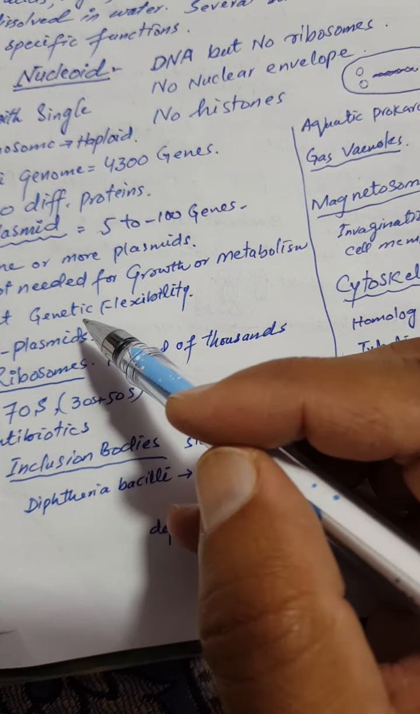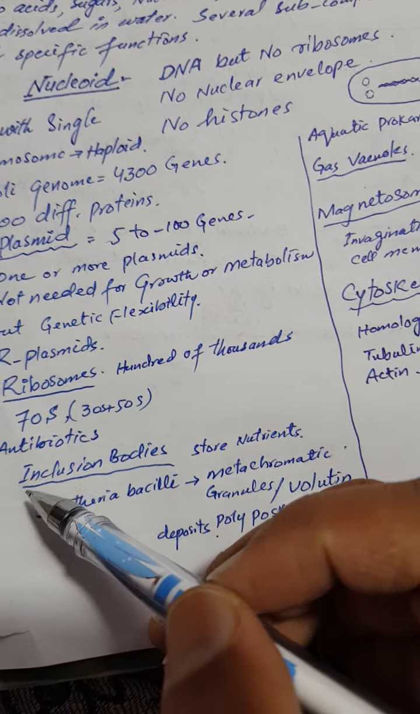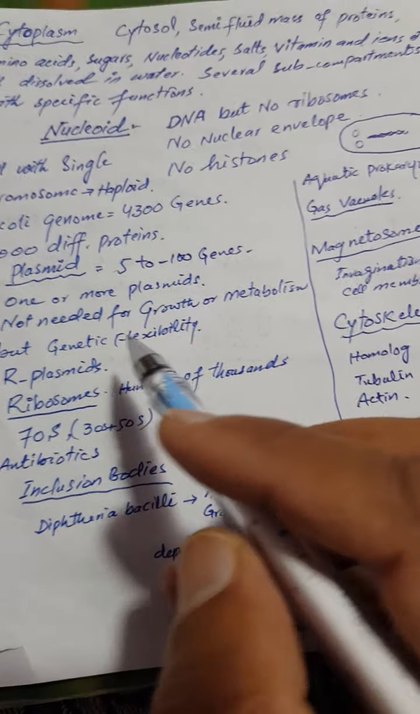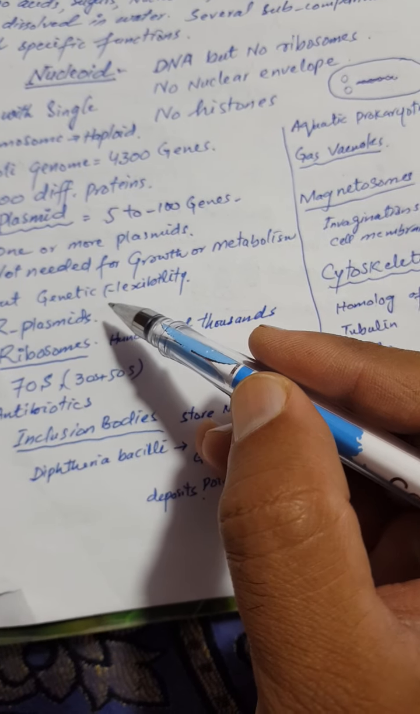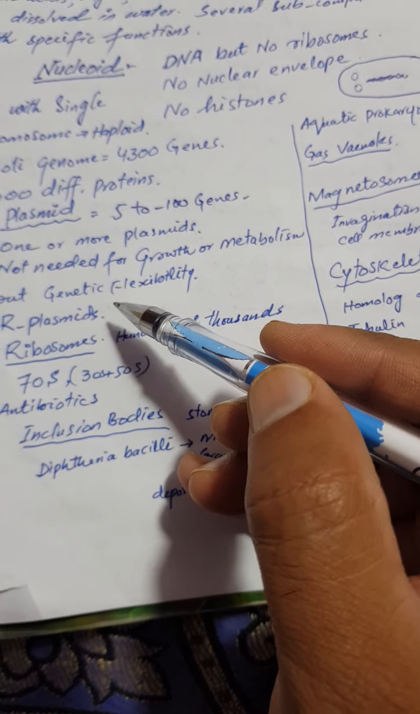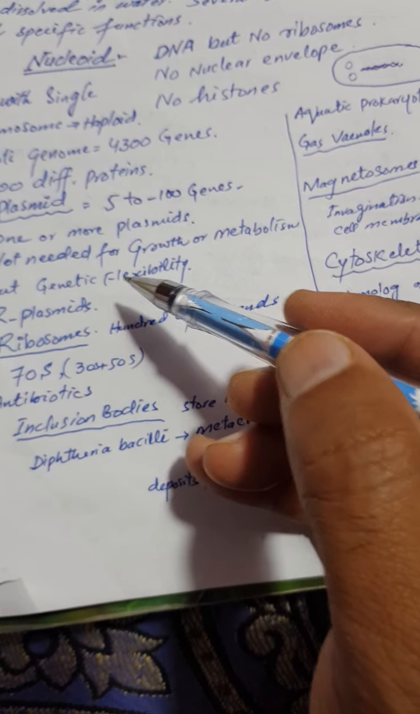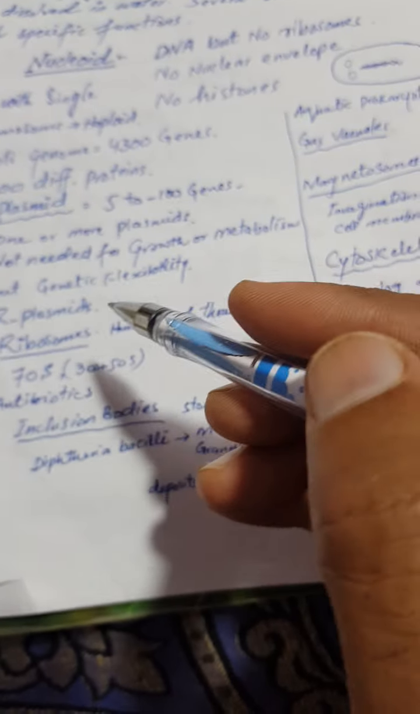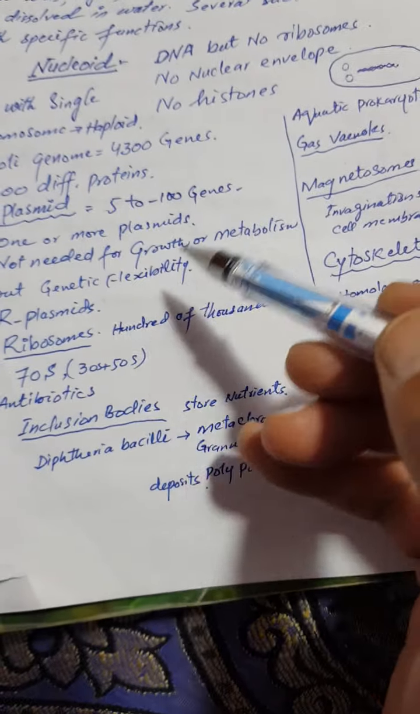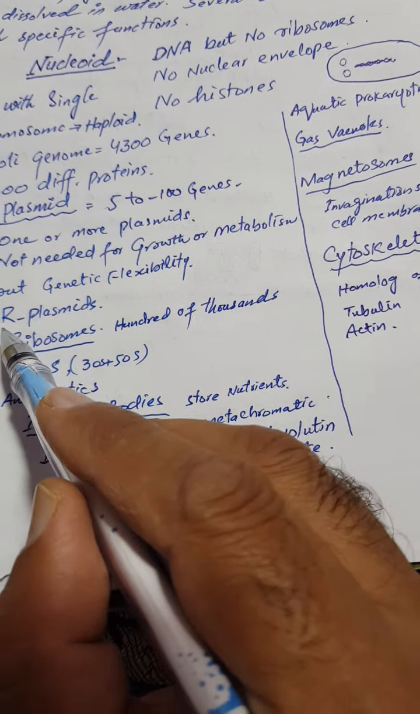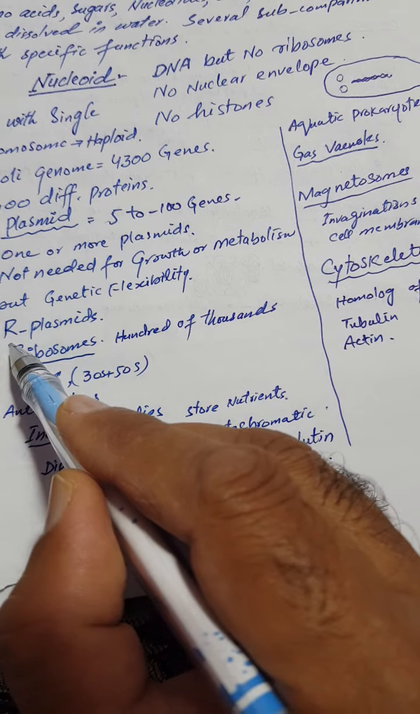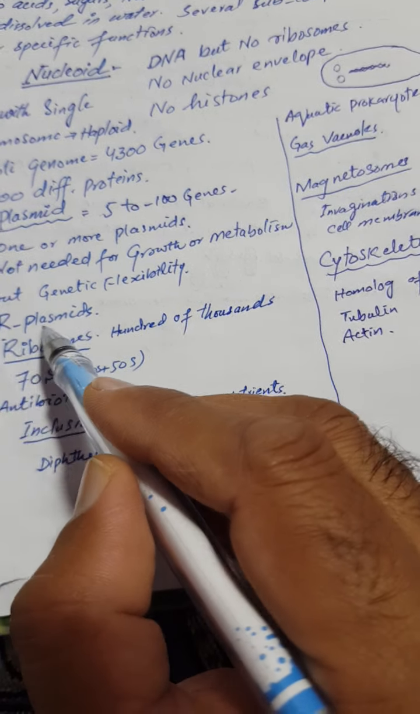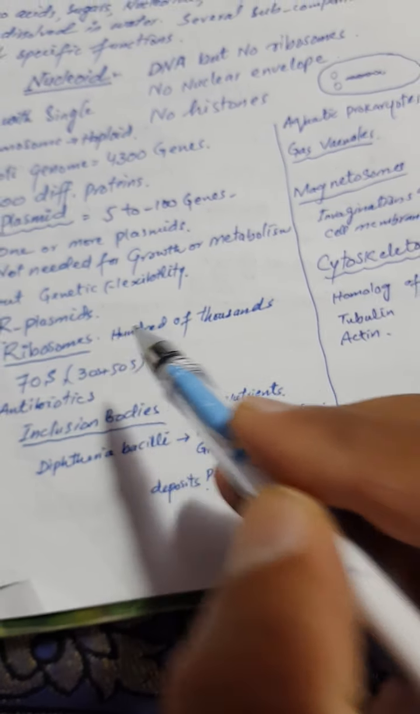They are not needed for growth or metabolism of the cell, but they provide genetic flexibility to the cell. And plasmids contain some disease resistance genes, or they may contain some toxin genes which can produce protein against the toxins. So because they contain the resistance genes, they are also named as R plasmids. R stands for resistance plasmids.